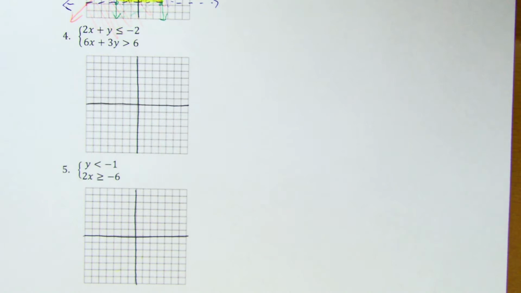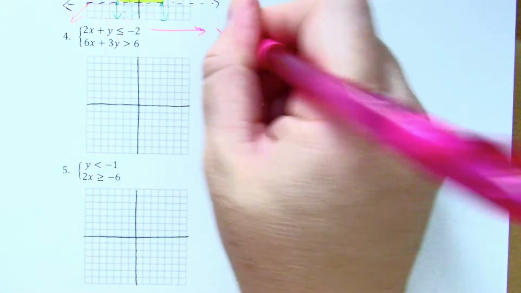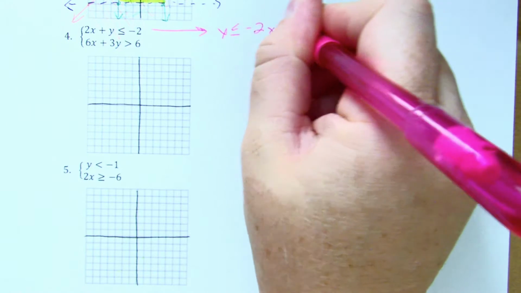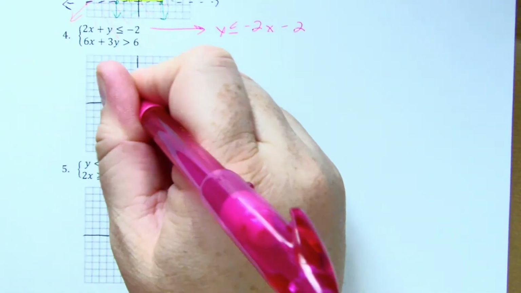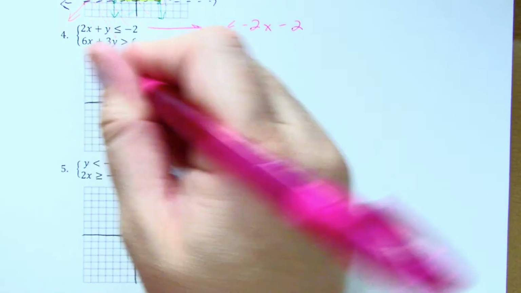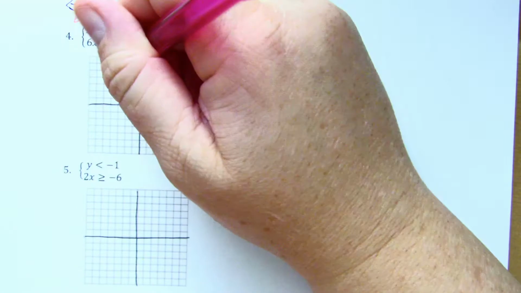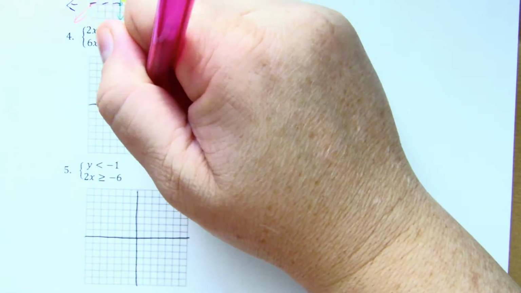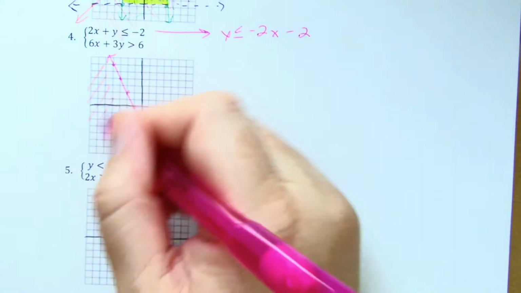All right, let's do a couple more. Here we have another linear equation, so I'm going to go ahead and get y by itself. Actually, we've got a couple linear equations. Subtracting 2x, I have y is less than or equal to -2x minus 2. Y-intercept of -2, slope of -2. Let's plot as many points as we can get here. And this is solid. And we are shading below.